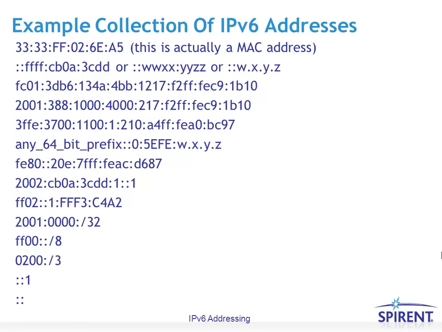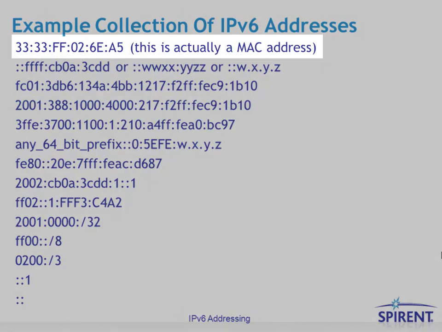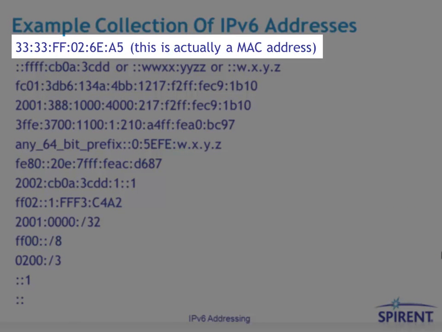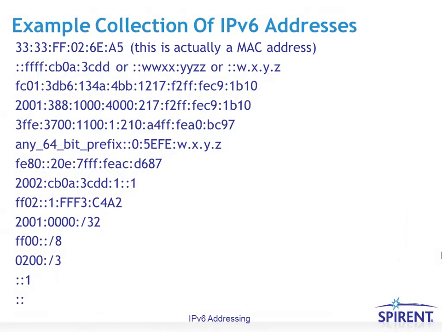This slide depicts an example collection of IPv6 addresses just to get you used to what you might be seeing out there in the real world. Actually, the first address is not an IPv6 address, it's actually an Ethernet MAC address. It's a multicast MAC prefix 33:33 that's used when mapping IPv6 multicast addresses down to an Ethernet multicast MAC address. More about that on a subsequent slide.